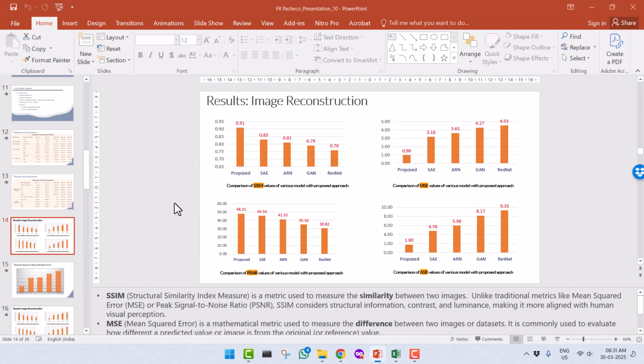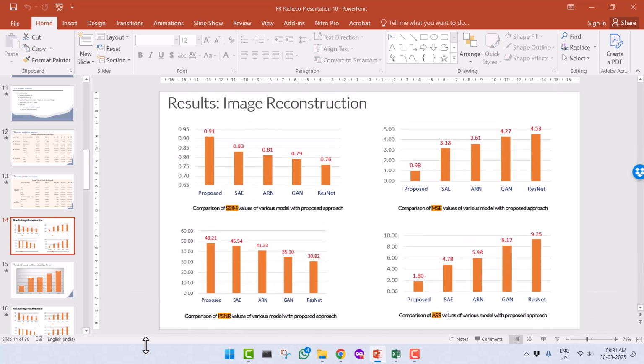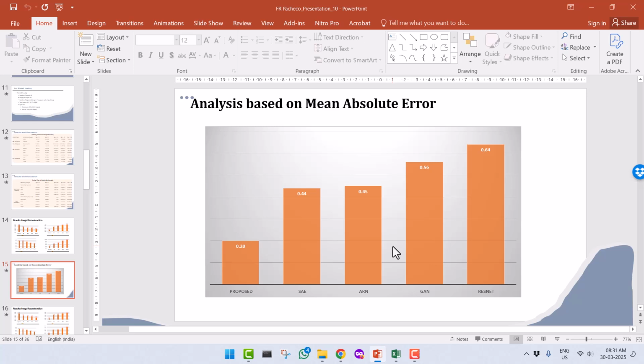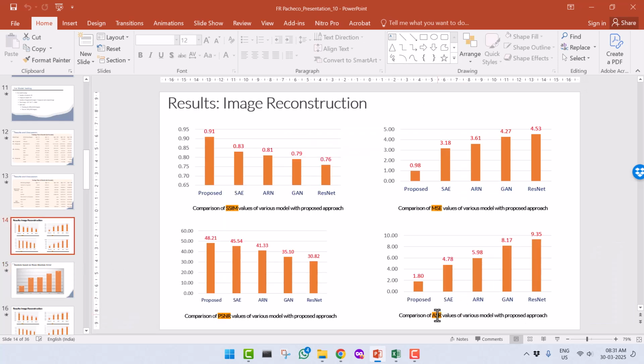Hi. In this video, we'll be talking about the final results of our experiment. So this is your original slide that you have sent me, but I have made some changes into this. Here you are showing SSIM, MSE, PSNR, ASR, and on next slide you have shown the mean absolute error. But ASR, that is attack success rate, is not that much relevant.